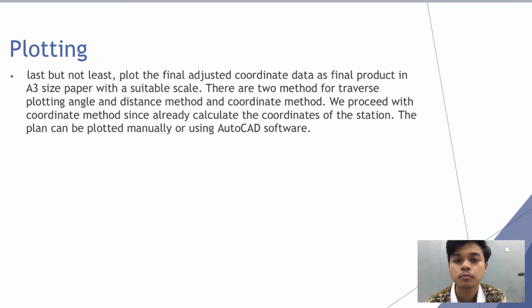Last but not least, plotting. Plot the final adjusted coordinate data as the final product on A2 size paper with a suitable scale. There are two methods for traverse plotting, the angle and distance method and the coordinate method. We proceed with the coordinate method since we already calculated the coordinates of the stations. The plan can be plotted manually or using AutoCAD software.